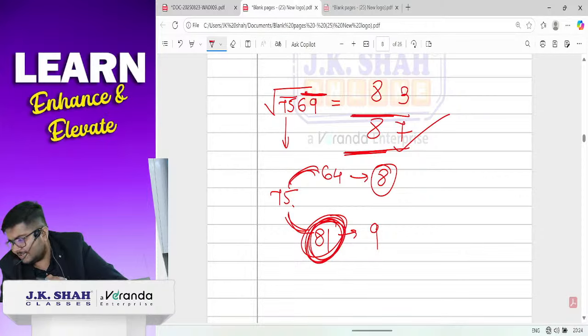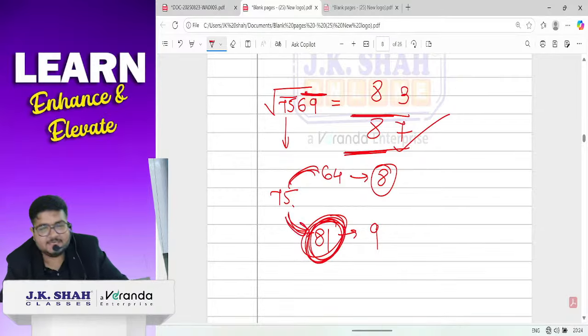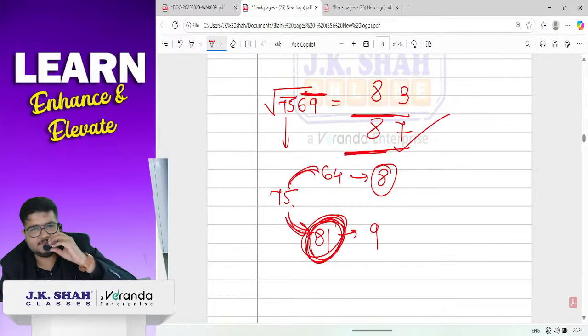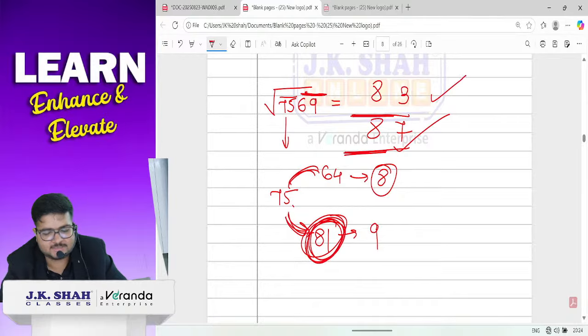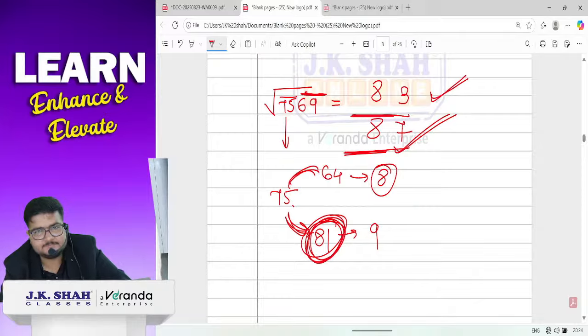बड़े वाले से नजदीक है ना, 75 किससे नजदीक है? 81 से नजदीक है. It is closer to the greater number. बड़े वाले से नजदीक है तो आंसर बड़ा वाला होगा. 83 और 87 जो दो पॉसिबल आंसर हैं उनमें से बड़ा वाला आंसर कौन सा है? 87. Which is the greater one of 83 and 87? 87 is the greater one. So the answer will be 87.